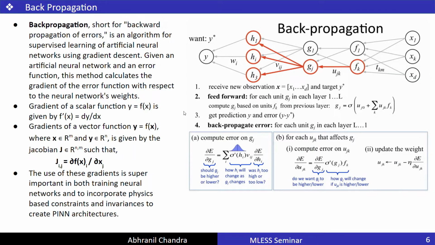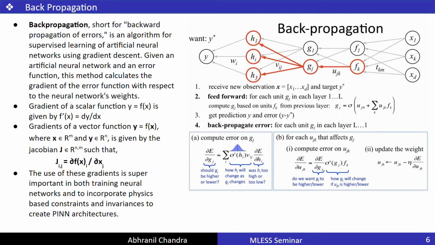Now we look into the backpropagation algorithm. Backpropagation is short for backward propagation of errors. It is an algorithm for supervised learning of artificial neural networks using gradient descent. Given an artificial neural network and an error function, this method calculates the gradients of the error function with respect to the neural network's weights. The gradient of a scalar function y equals f of x is given simply by the derivative, f dash of x equals dy by dx.